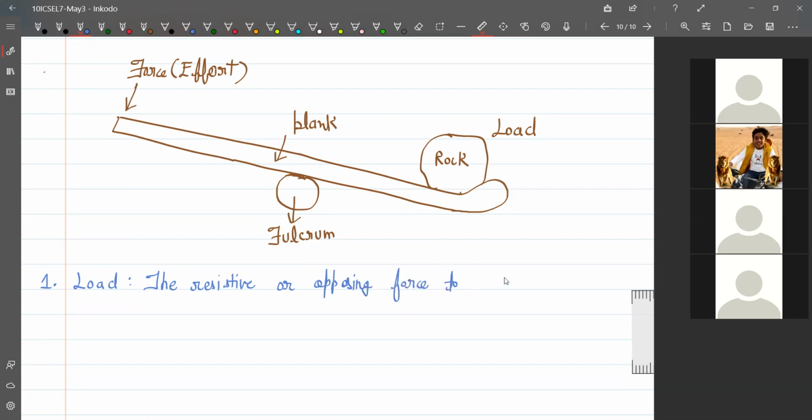When you start a bicycle, you always feel some resistance in the beginning. Later also there is resistance. There is continuous resistance, but in the beginning you feel the most resistance because you have to start your motion. So the resistive or opposing force to be overcome by a machine is called the load.